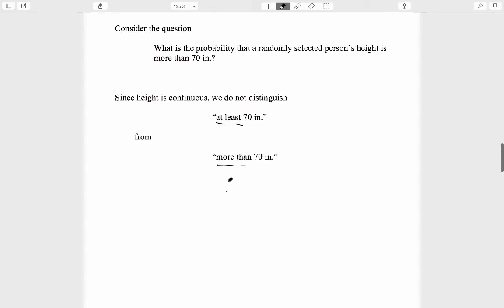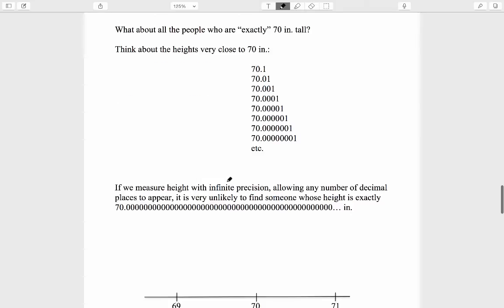Now wait a minute, are we allowed to do that? What about all the people who are exactly 70 inches tall? To understand what's going on here, think about the heights very close to 70 inches. 70.1 inches is more than 70. 70.01 is also more than 70. 70.001 is also more than 70. We can keep going, we can keep measuring height very, very precisely, and keep finding heights that are more than 70, but not exactly 70.